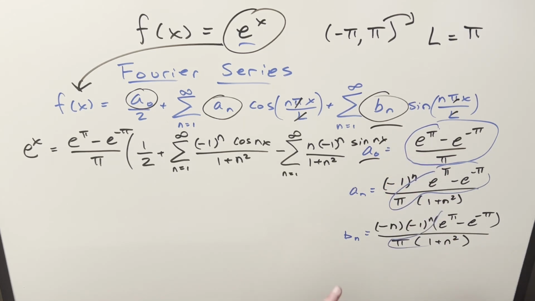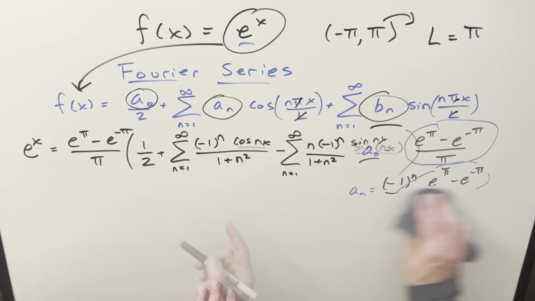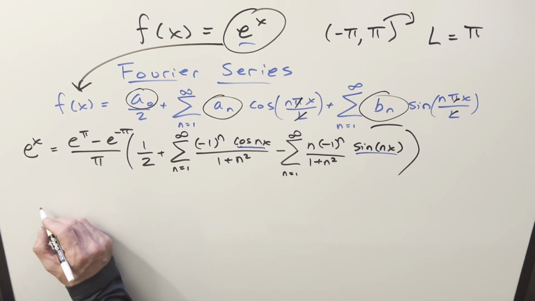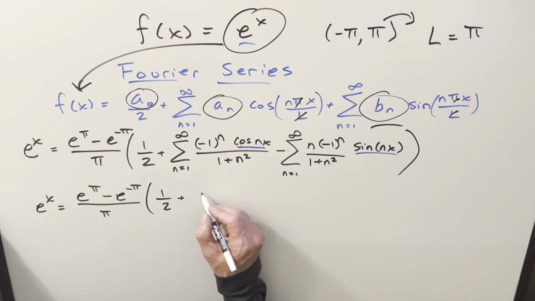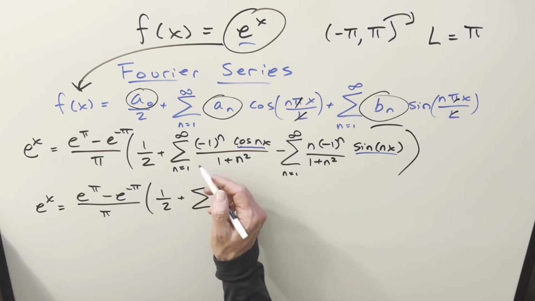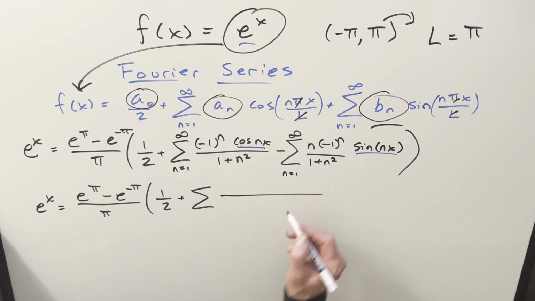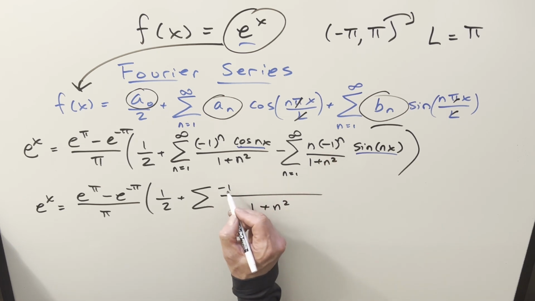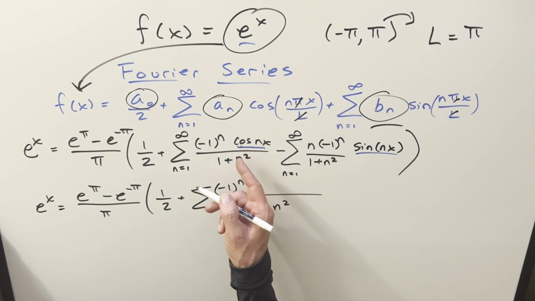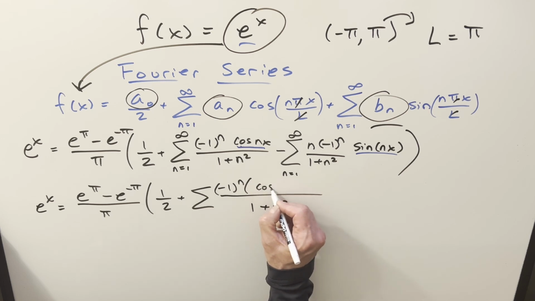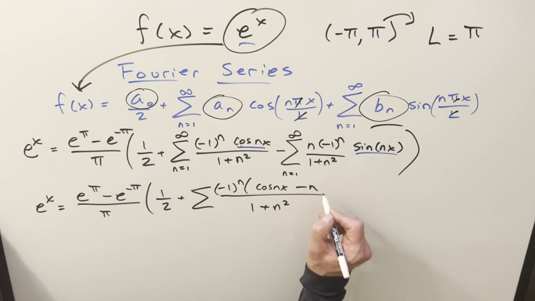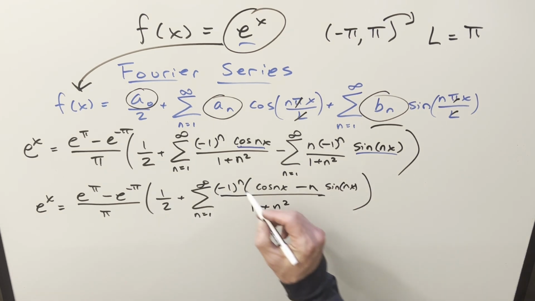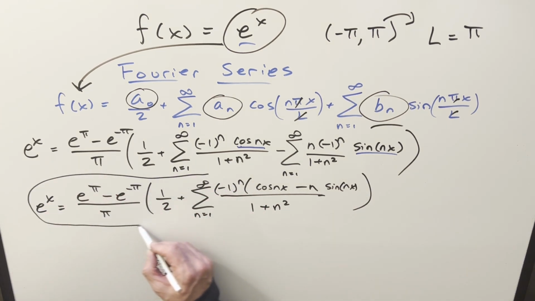And then let's just see what kind of simplification we can get on this. Let's actually combine these sums together. So we'll leave the first part as it is. And then bringing this into one sum, we can put it all over 1 plus n squared. And then we can factor the minus 1 to the n out front like this. And then what's left is just going to be cosine nx minus n sine nx. And that's going to be our Fourier series for e to the x.